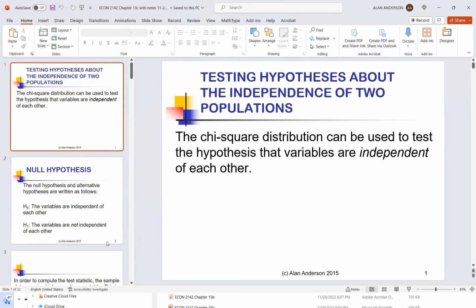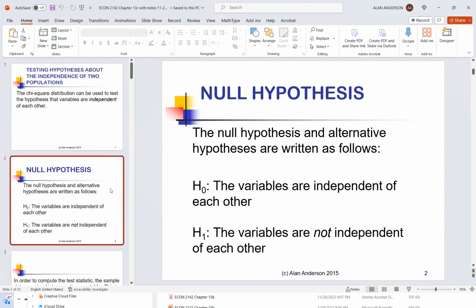a data set. Okay, so whatever variables we're studying, we may want to know if they're independent of each other or not. So this one will be set up in a very similar way to some of the other ones we've been looking at. The null will be that the variables of interest are independent of each other. The alternative will be that they're not. So once again, it's a right tail test.